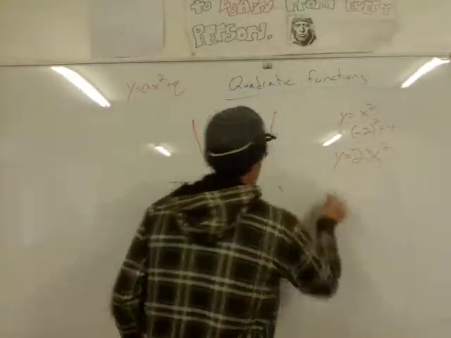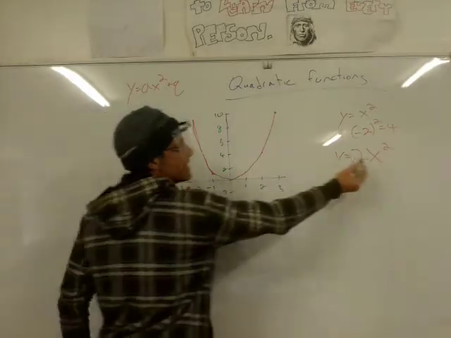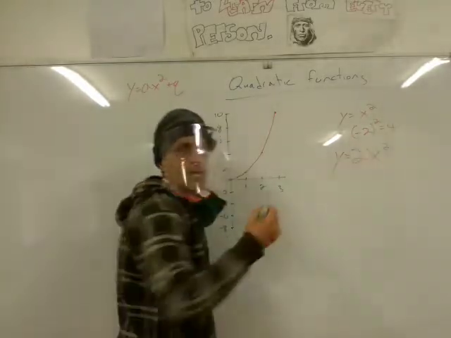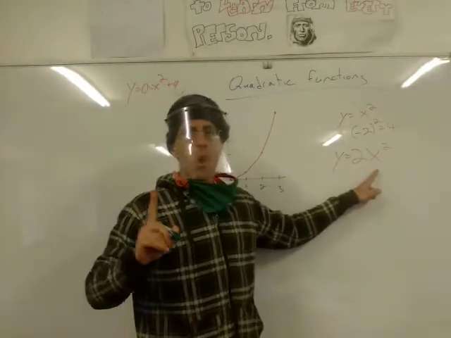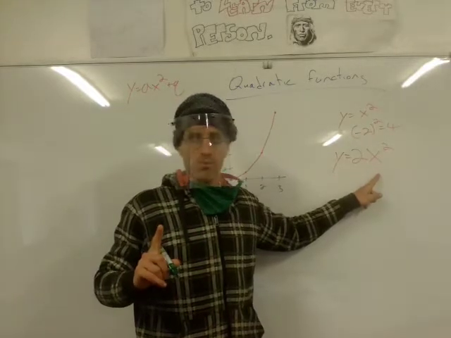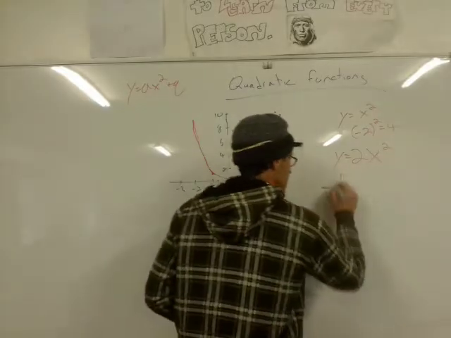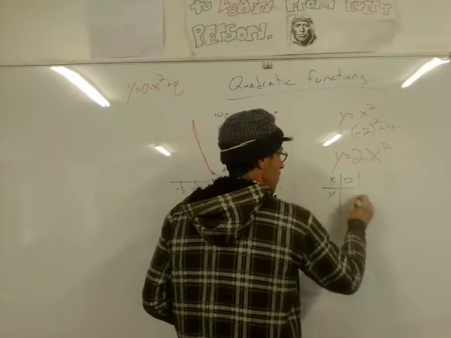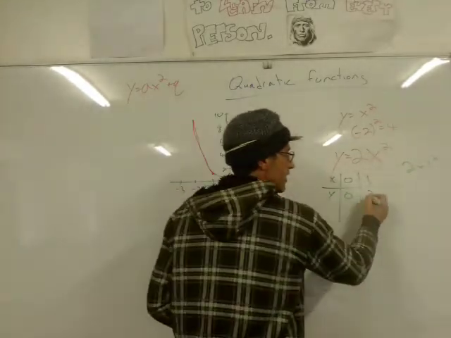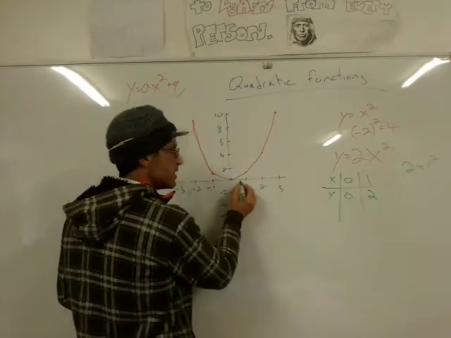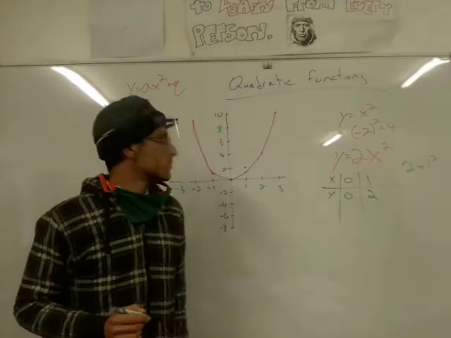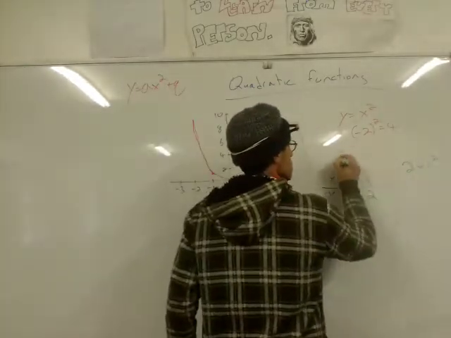I'm not going to draw the table now. When x is 0, what will y be? 0, it's still going to be 0, because 0 squared times 2 is still 0. When x is 1, y will be 1 squared times 2, which is 2. So when x is 1, y is going to be 2. You can see it's already above the red one. I'll draw that in green.